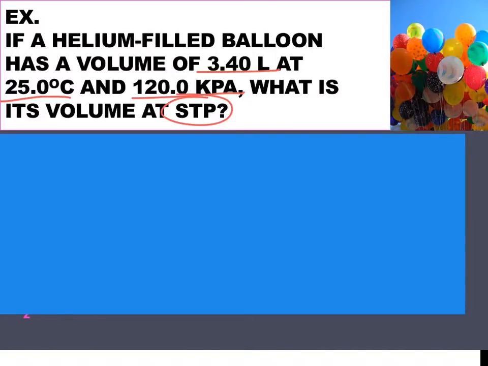They give us the initial conditions: we have a volume, a temperature, and a pressure. We want to know what the volume is at STP. Well, STP, from our notes in the previous video, is 0 degrees Celsius and 1 atm. That's important to know. Make sure that you understand that STP is 0 degrees Celsius and 1 atm.